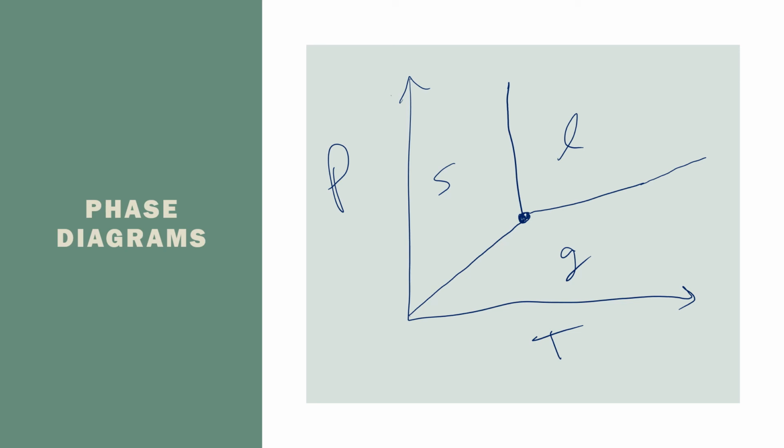This point where all three intersect is called the triple point. This one is the critical point, past which you get a supercritical fluid. If it's directly on a line, that would be considered a phase change. So here you have sublimation or deposition. Here you would have melting or freezing. And here you would have condensation or vaporization.